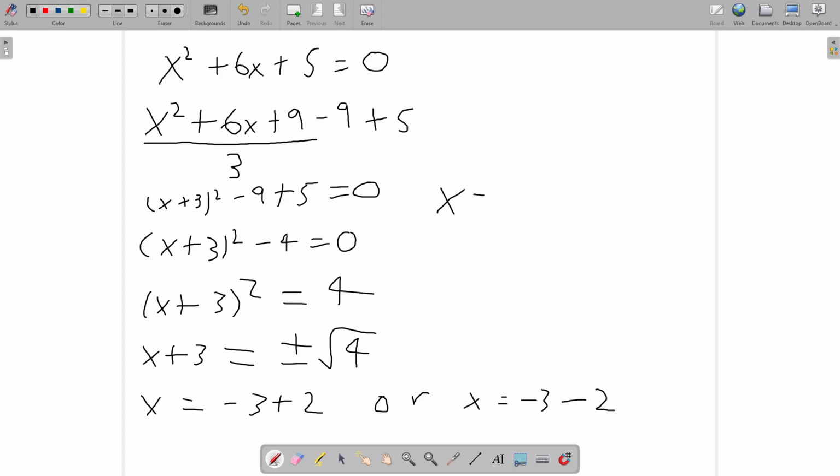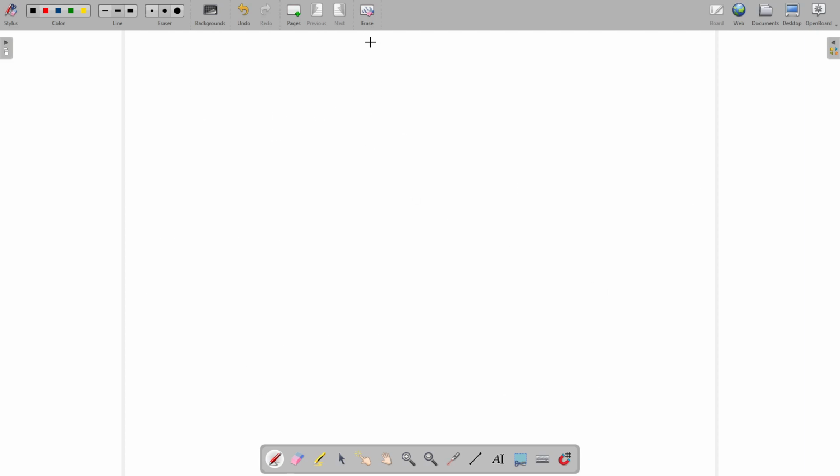This creates our final two solutions that I'll put up here. Minus 3 plus 2 is minus 1, or minus 3 minus 2 is minus 5. And these are our solutions. Bingo. Easy. Now, we're going to go into a more challenging example.